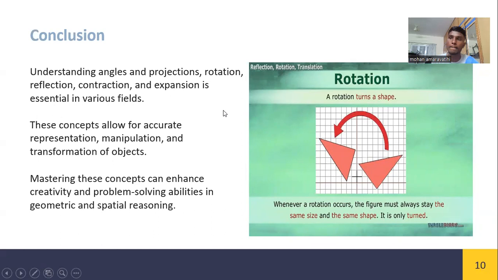So this is about our topic: reflection, contraction, projection, rotation, and expansion.